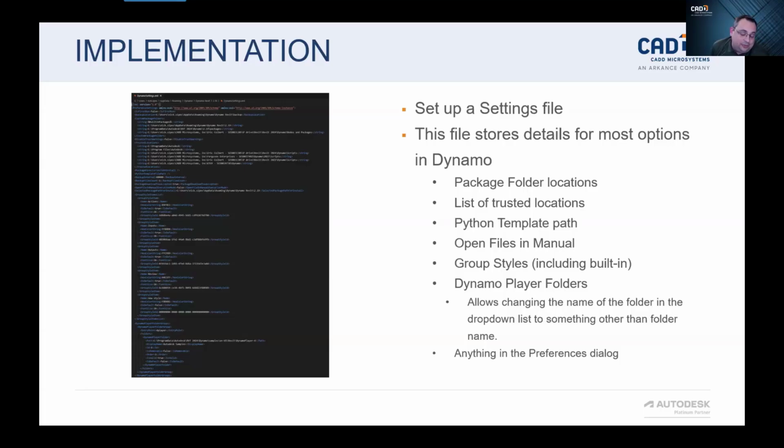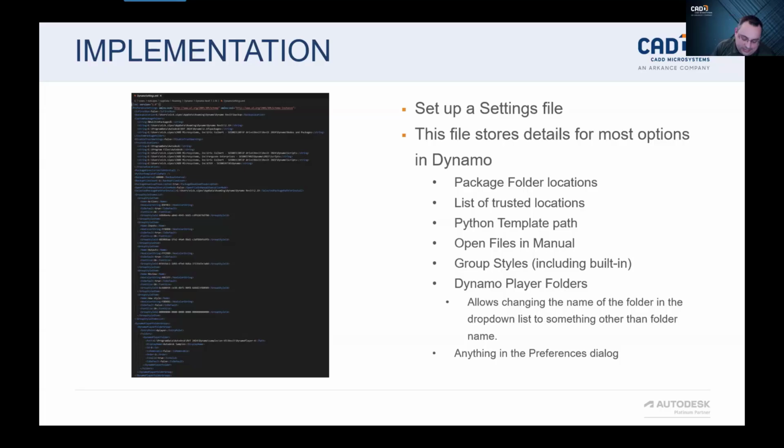Dynamo Player, it also tracks the folders there. By default, it uses the folder name in that drop-down list. I work on a lot of companies' stuff, and they all have the folder like scripts. And so in my drop-down, it just says scripts, and I can't use that for anything. You can actually change the name of the drop-down that's displayed as opposed to just having the folder name at the end.